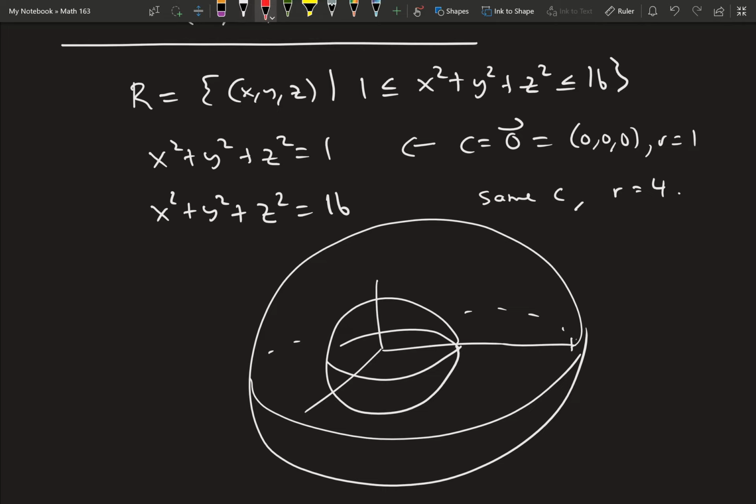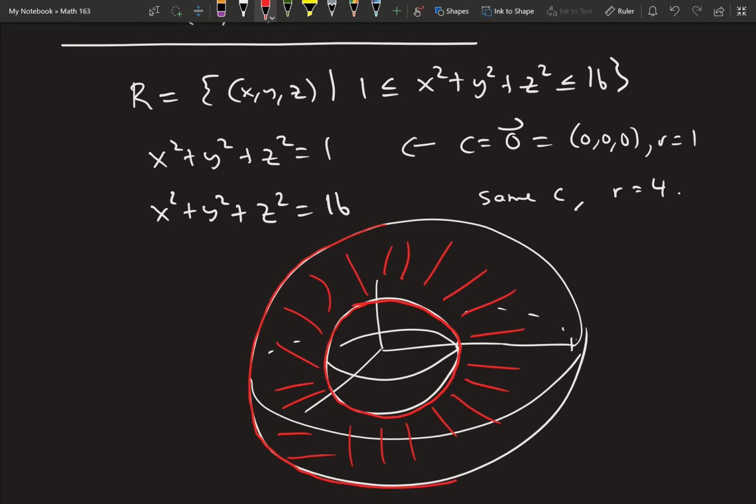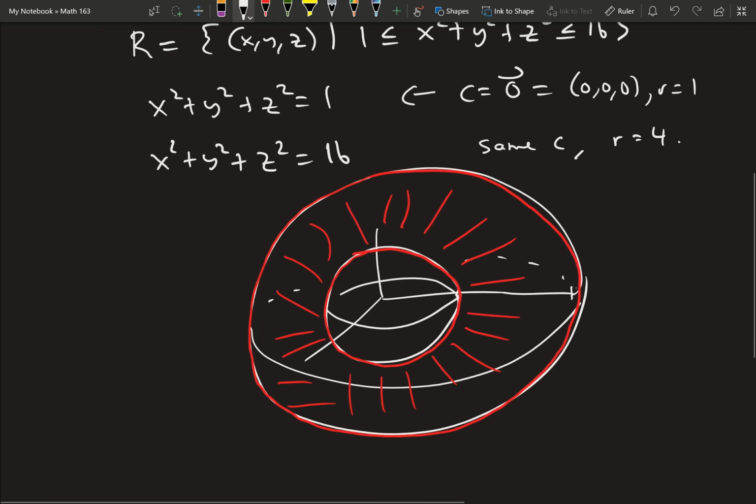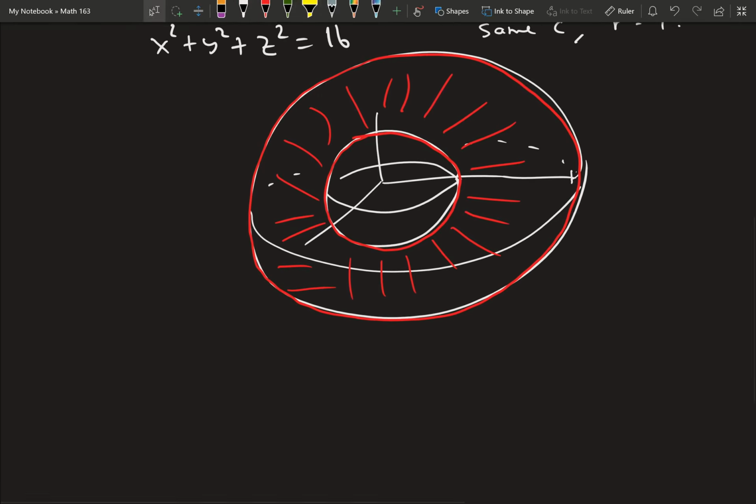Let me just use a color to kind of shade what actually is being talked about here. So it's everything outside of the sphere, and it's including the boundary. It's outside of the sphere of radius 1, including the edges, and inside of the sphere of radius 4. So it's kind of a cool region. Okay, you can make all sorts of upgrades on these kinds of things, but that essentially was the exercises from last time.